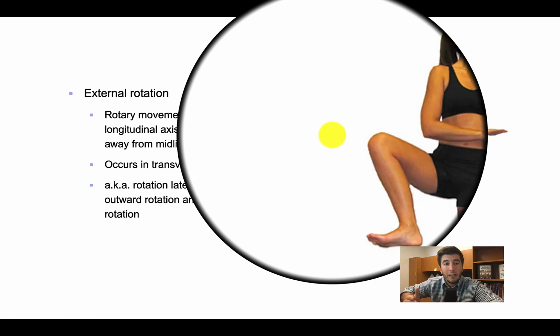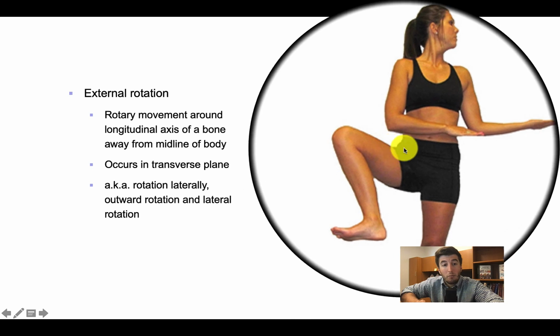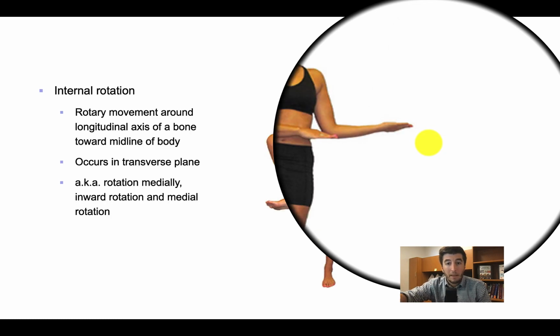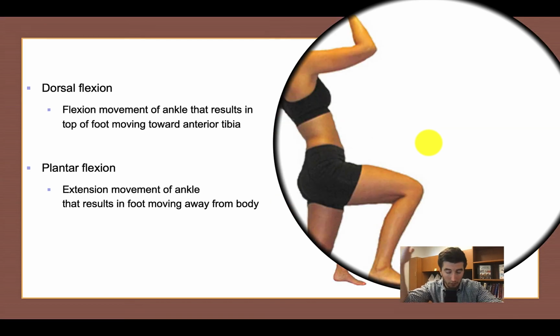External rotation is going to be a rotational movement around a longitudinal axis. So think transverse plane movement with an outward rotation. Imagine standing here, right? I'm externally rotating my arm. Internal rotation, complete opposite, right? So we're bringing in. Now things get a little bit goofy when you get down to the ankle because both directions are technically going to be a flexion.